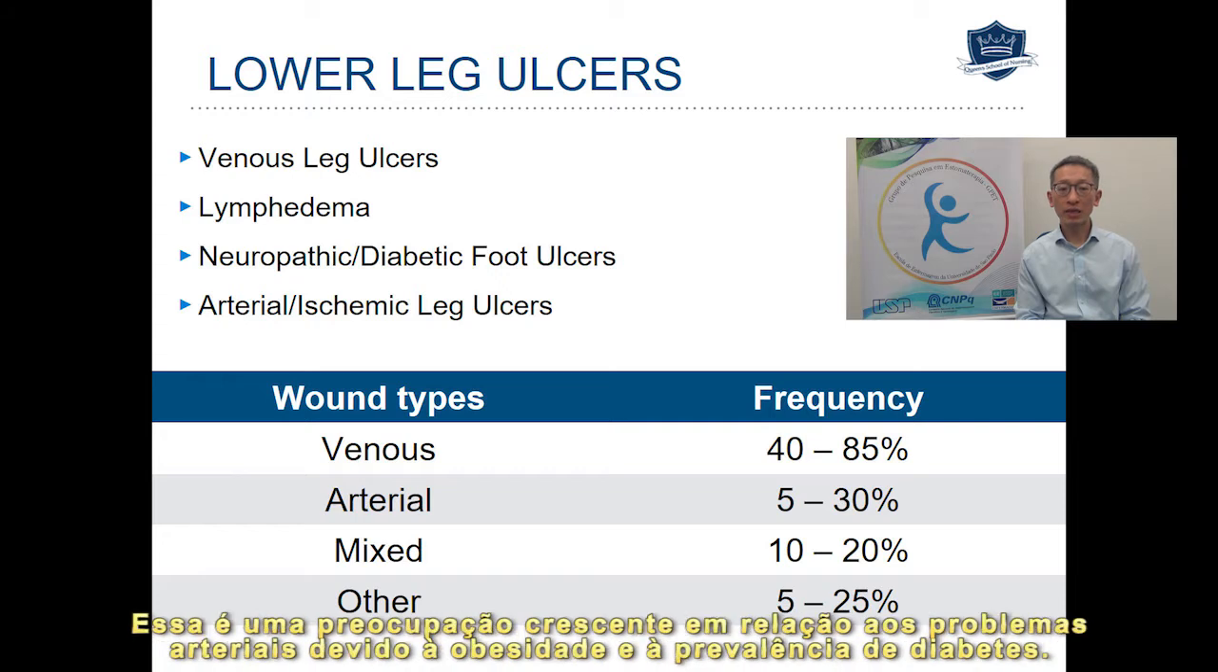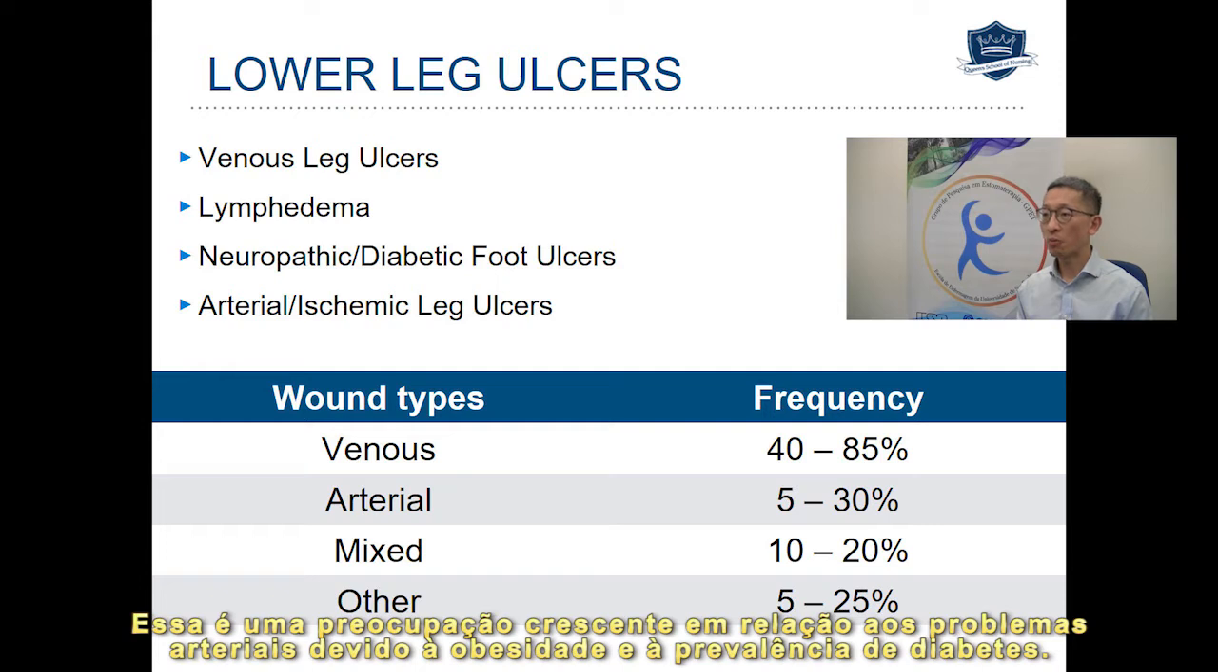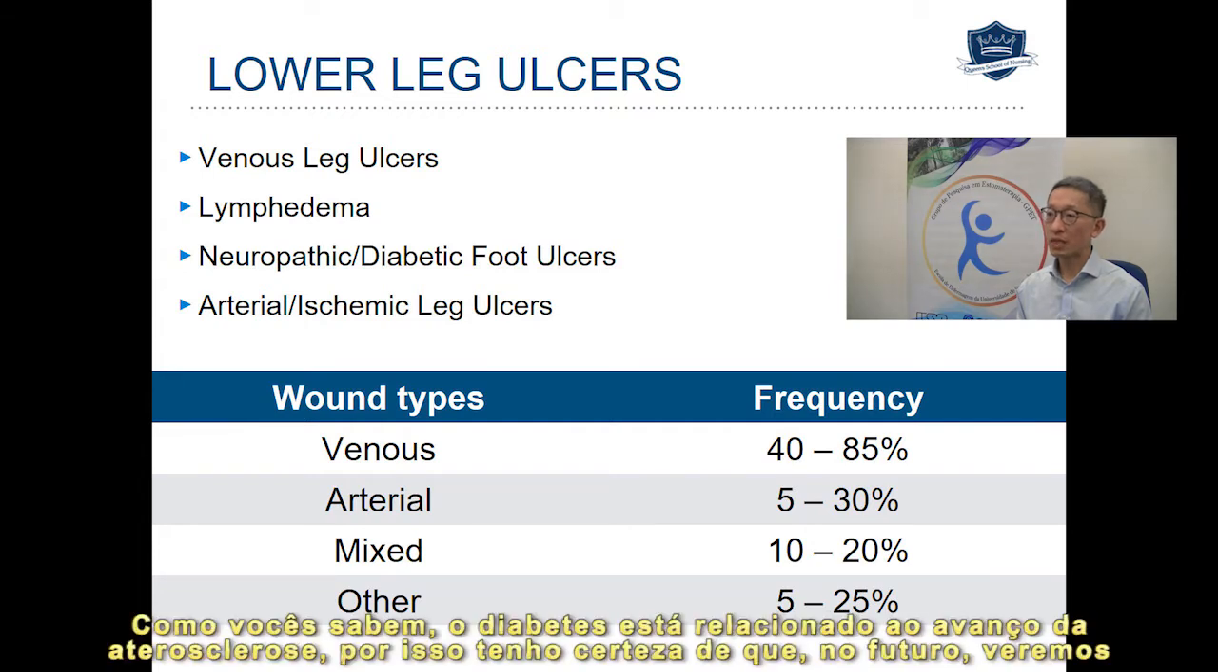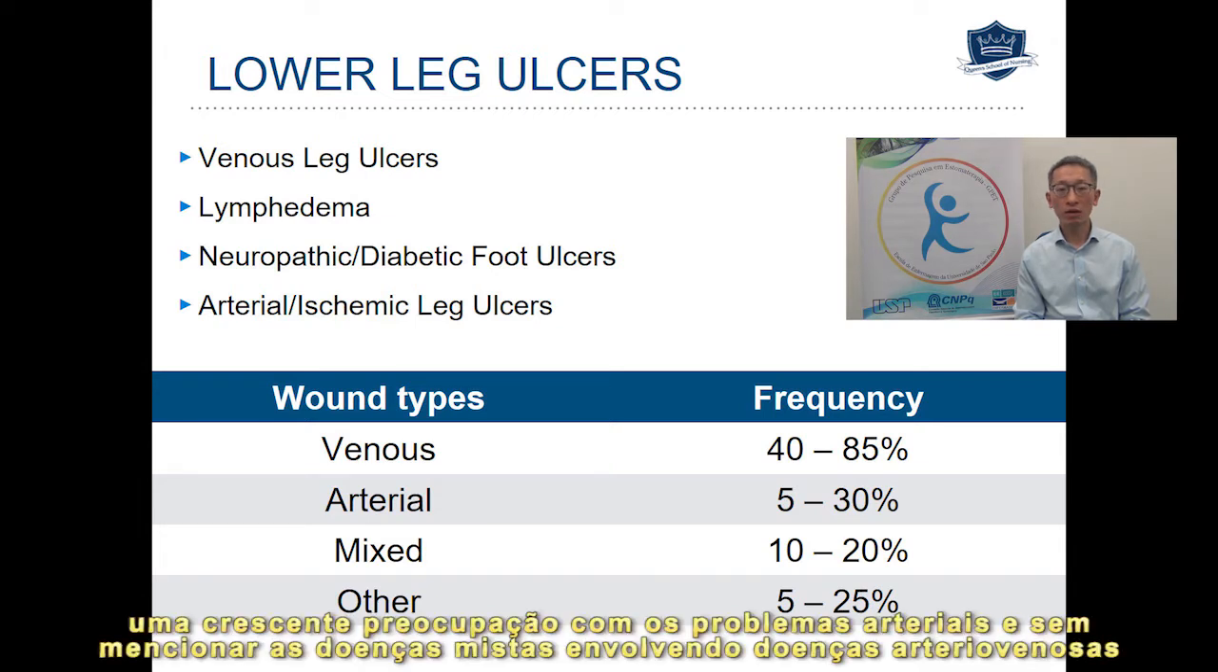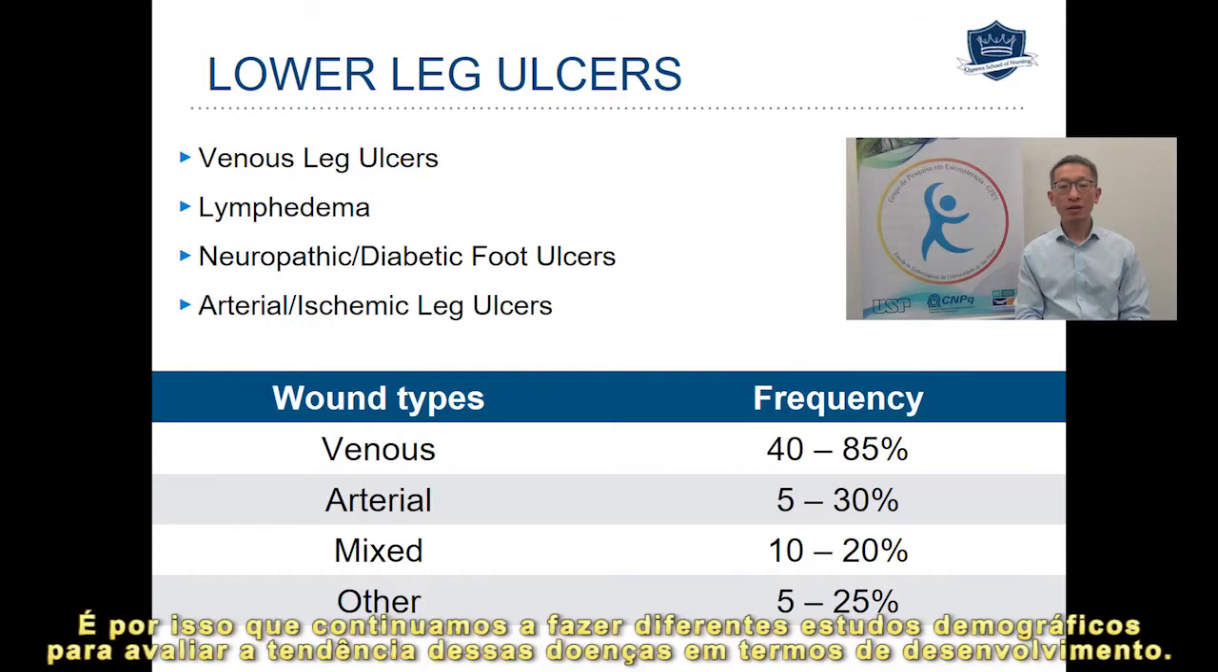And I think probably this is a growing concern with arterial problems because of obesity and the prevalence of diabetes. And as you know, diabetes is related to advanced atherosclerosis. So I'm sure that in the future we're going to see a growing concern around arterial problems. And not to mention the mixed disease involving arteriovenous disease. That's why we continue to do different demographic studies to evaluate the trend in terms of the development.